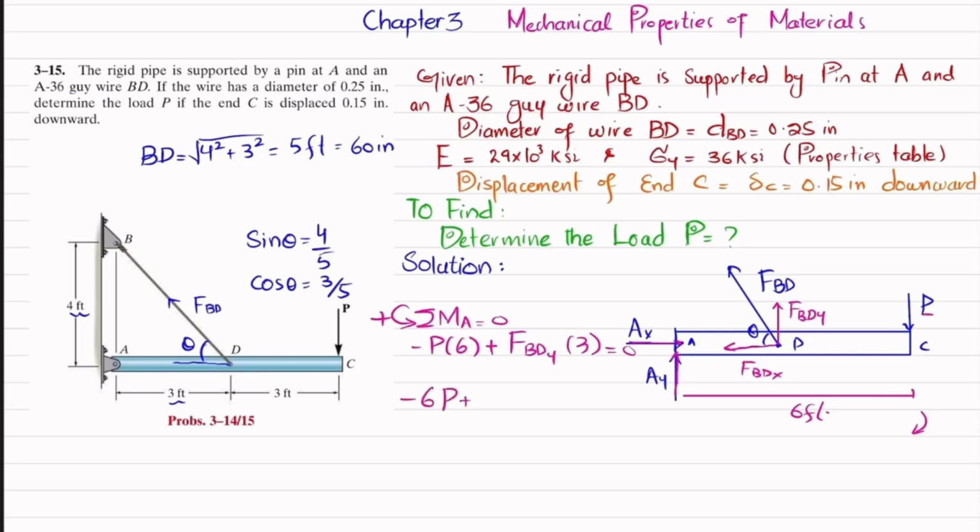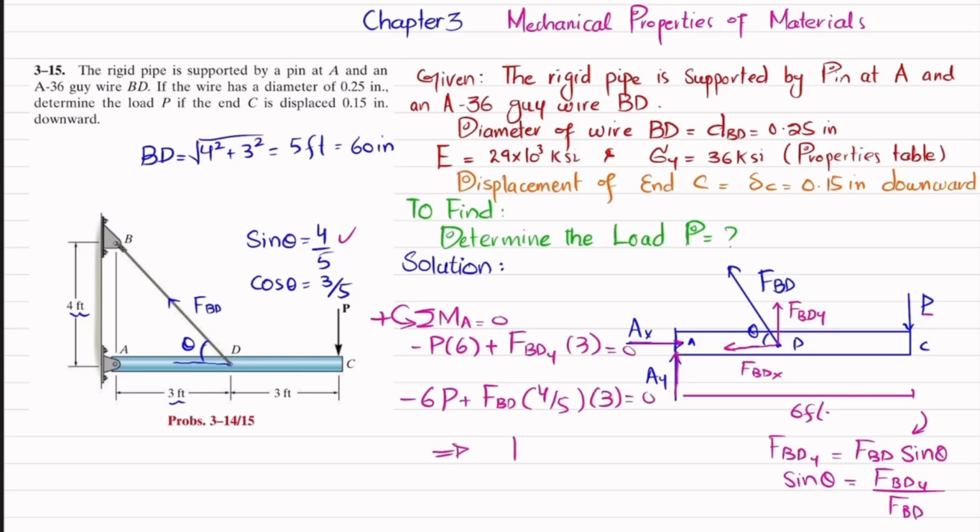Now we know that the vertical component FBD Y will be equal to FBD sine theta. How? If you take sine theta, it will be equal to FBD Y divided by FBD. So FBD Y will be equal to FBD sine theta. And we know that sine theta is equal to 4 by 5. So I can write FBD into 4 divided by 5 multiplied by 3 is equal to 0. So from here, when you solve this, you will get FBD equal to 2.50 times P. So this is our first equation, equation number 1.